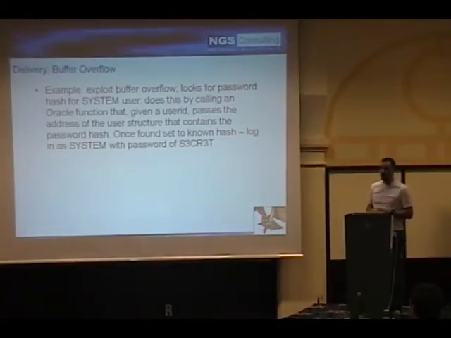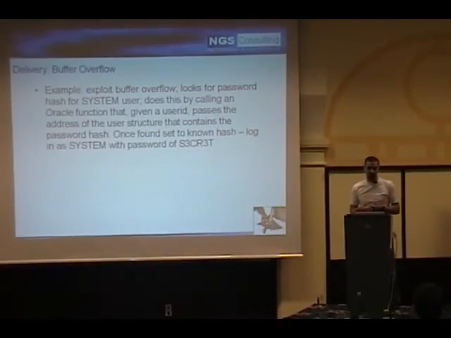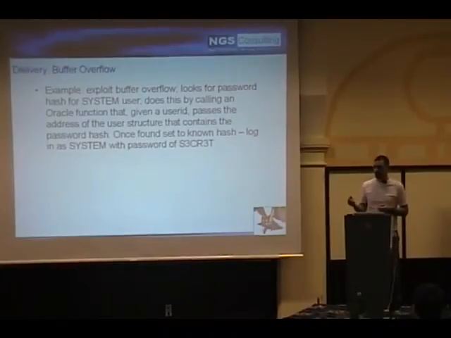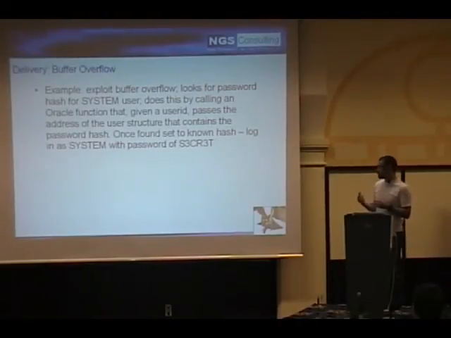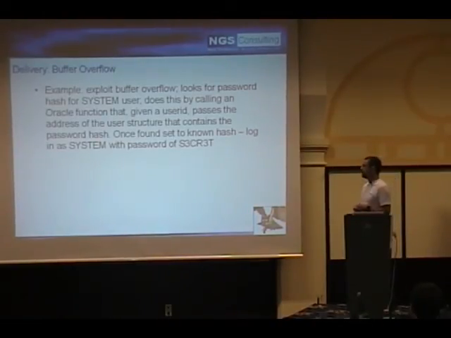The example we're going to show here is exploiting an extant buffer overflow in Oracle. It looks for the password hash for the system user, and it does this by calling an Oracle function that essentially hands me back some user structures in the SGA, and once it's found the password hash for the system user, it changes it to a known hash that is essentially a password of secret.